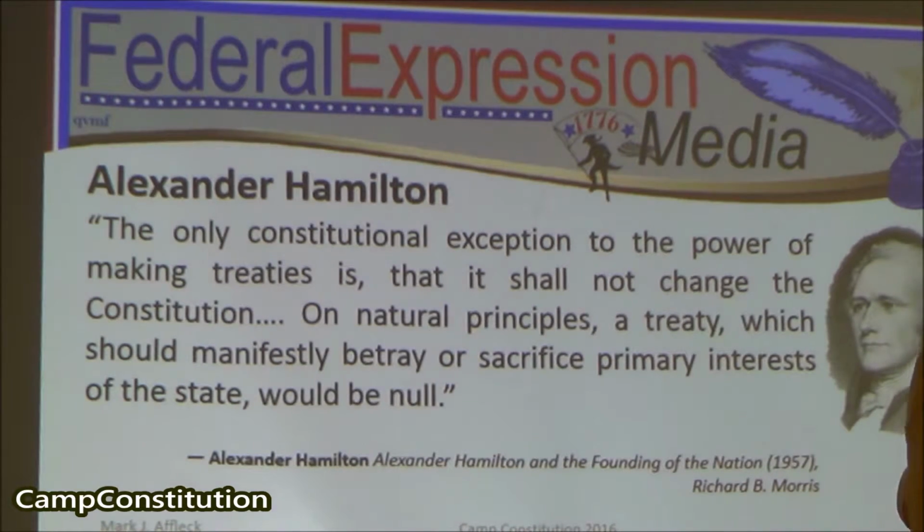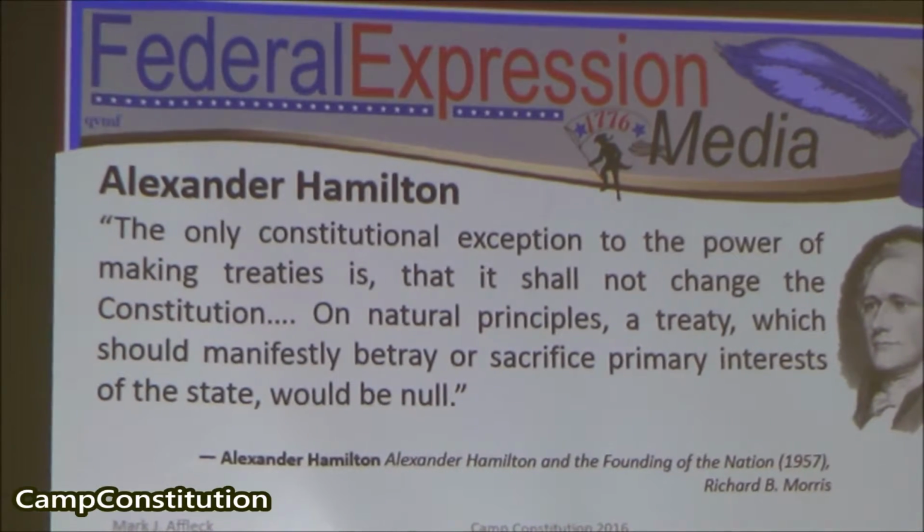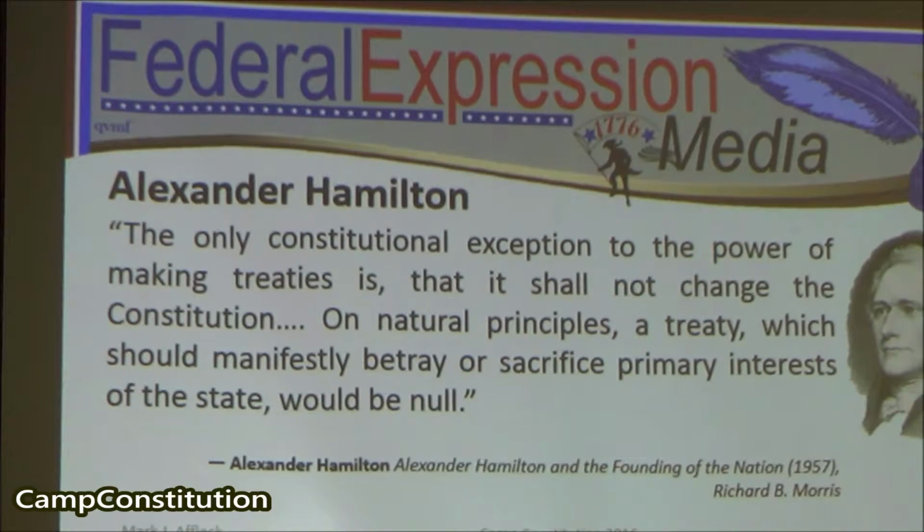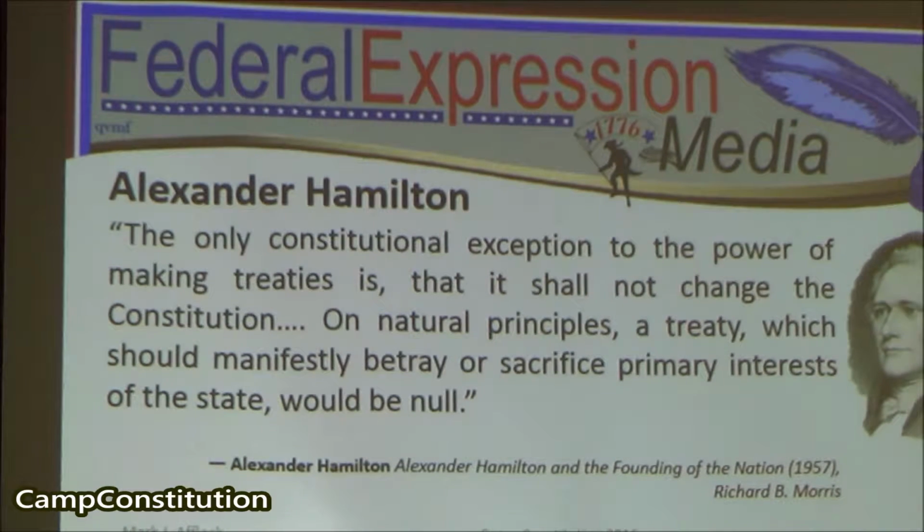Alexander Hamilton said that the only constitutional exception to the power of making treaties is that it shall not change the Constitution. On natural principles, a treaty which should manifestly betray or sacrifice primary interests of the state is null, or would be null. Okay, so this is a direct refutation of John Foster Dulles, who said that treaty law can change the Constitution, right?